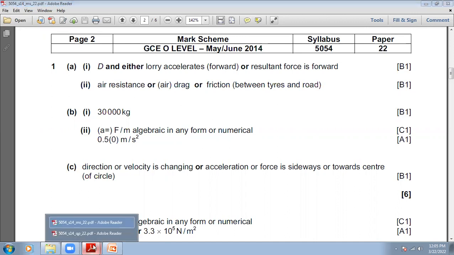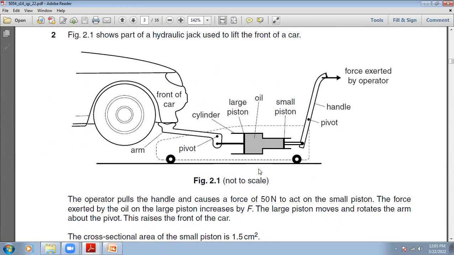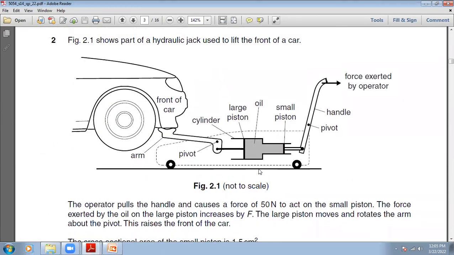Okay, so we will move to the next question. The next question is question number 2. It says, figure 2.1 shows parts of a hydraulic jack used to lift the front of a car. So this is that hydraulic jack which is used to lift up the front of the car.